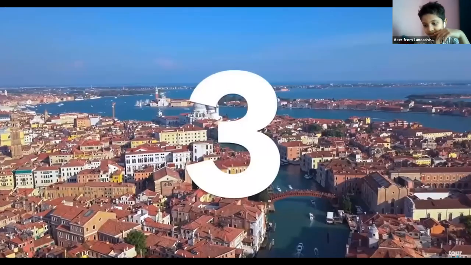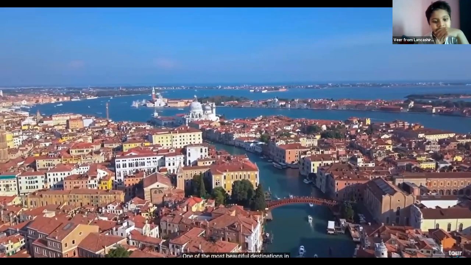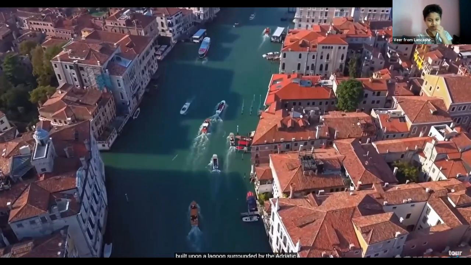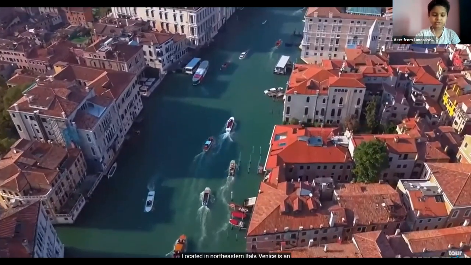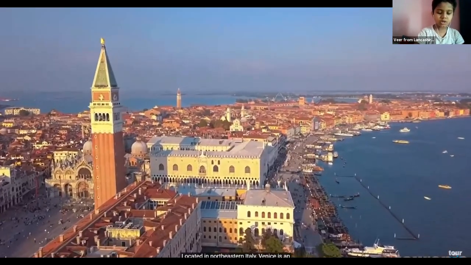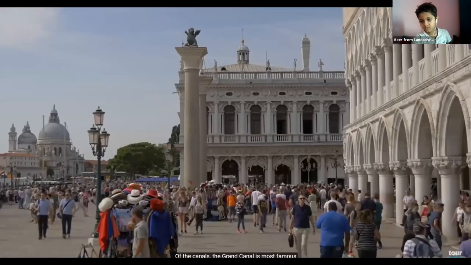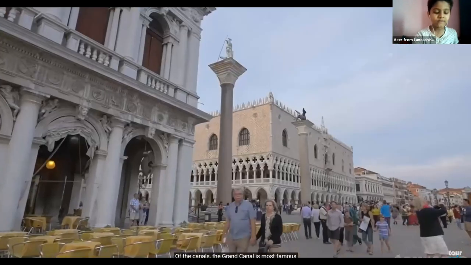Number 3, Venice. One of the most beautiful destinations in Europe, Venice is a unique city that is built upon a lagoon surrounded by the Adriatic Sea. Located in northeastern Italy, Venice is an archipelago of 118 islands, all connected by hundreds of beautiful bridges and scenic canals. Of the canals, the Grand Canal is most famous and divides the city into two sections.